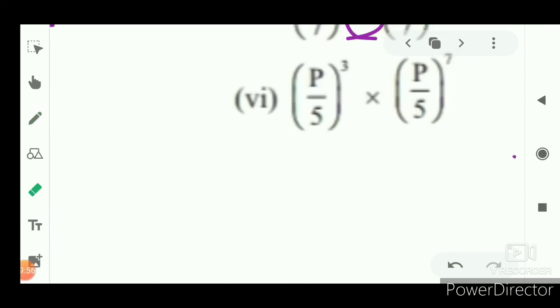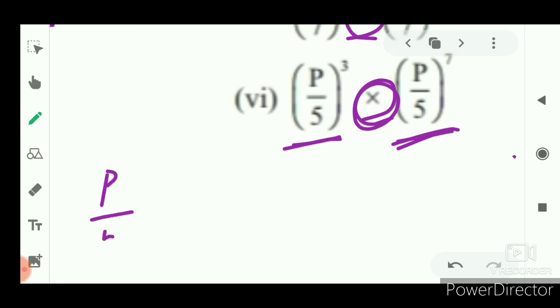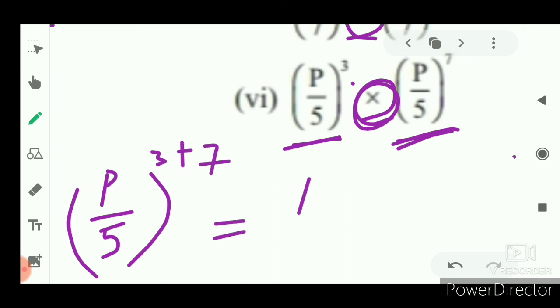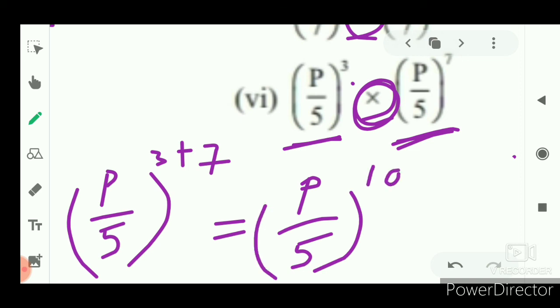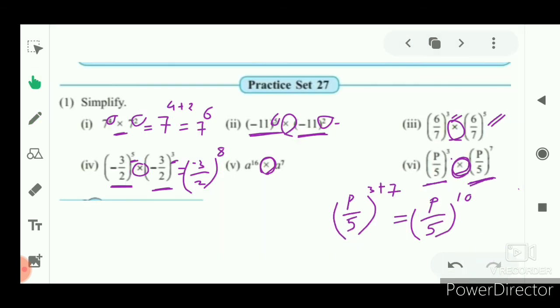Okay. Now let's see question number 6. P by 5 cube into P by 5 raised to the power 7. Here also the base is P by 5, that is common in both, and there is multiplication in between these two indices, so we will write the base common P by 5 raised to the power 3 plus 7. So it will give P by 5 raised to the power 10. Okay, so here we have completed the practice set 27.